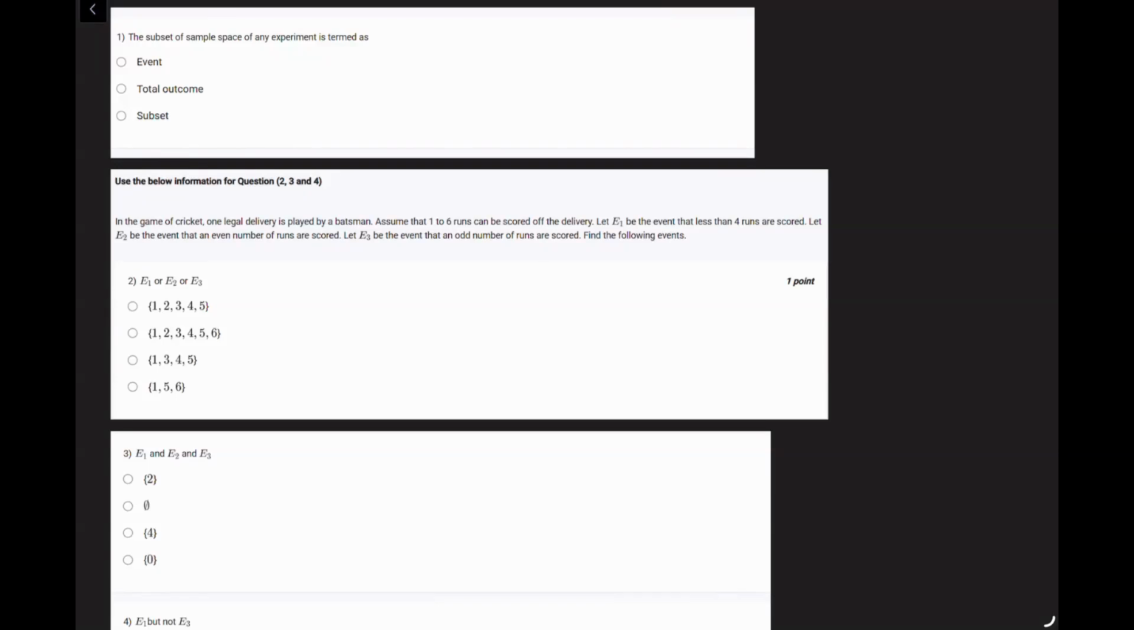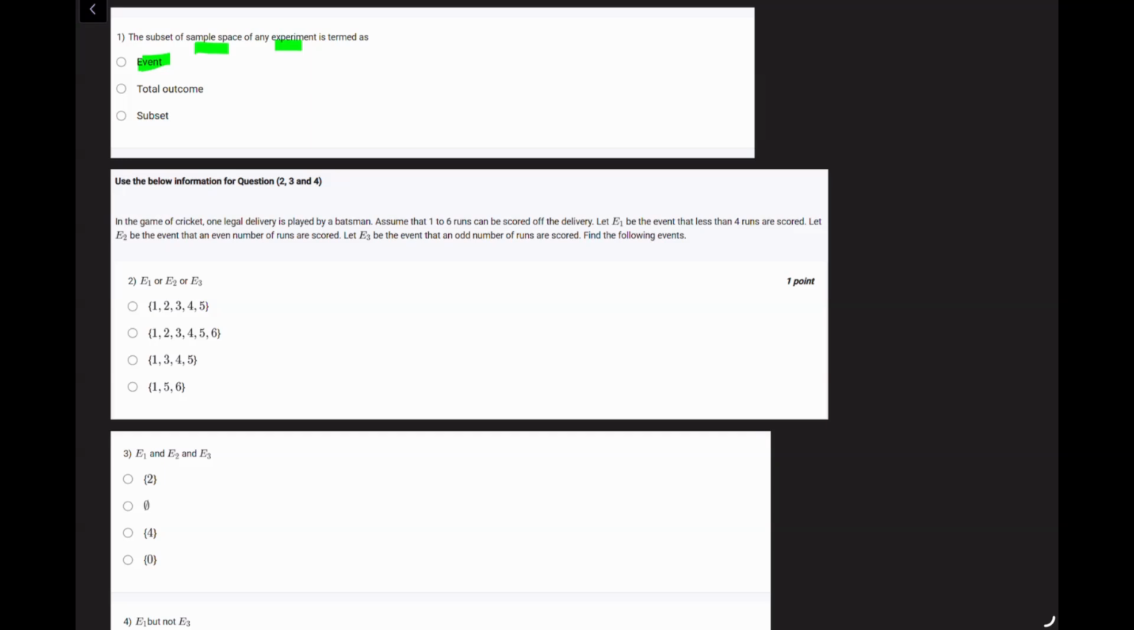Next set of questions. The first question says: the subset of sample space of any experiment is termed as? The answer here is event. I'll explain. In probability, the sample space is a set of all possible outcomes of an experiment. So when you say sample space of an experiment, that means all the possible outcomes in that experiment. Any subset of that sample space will be an event.